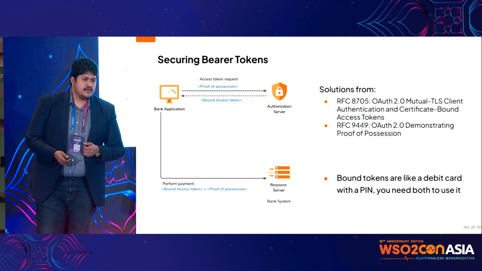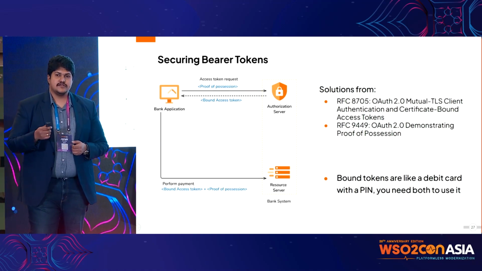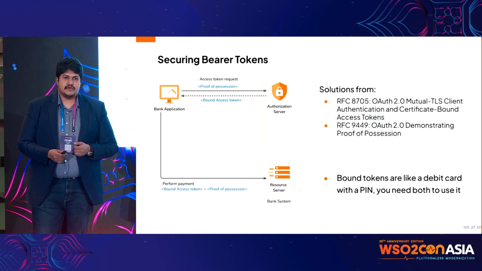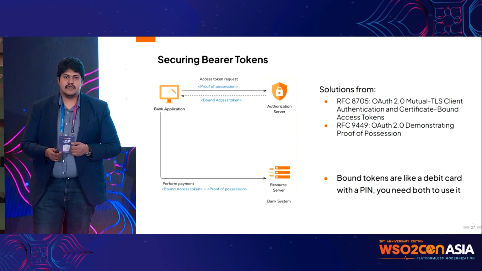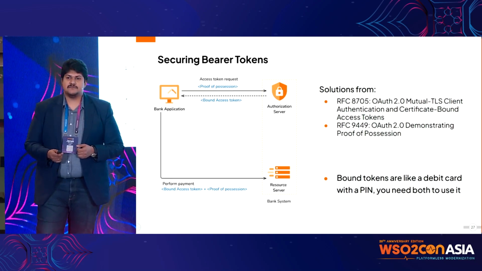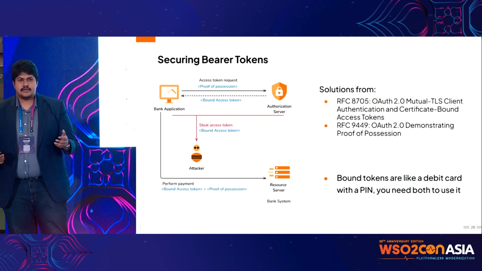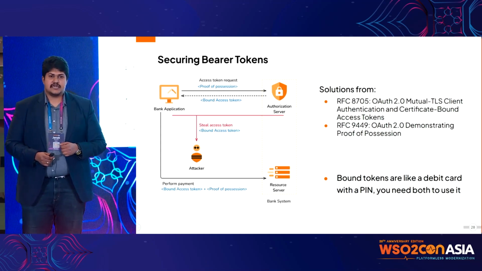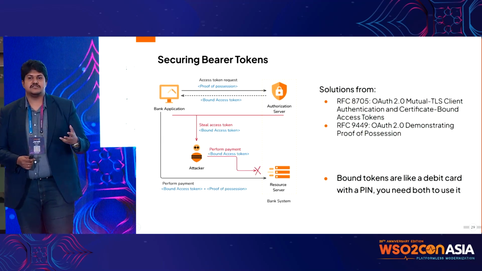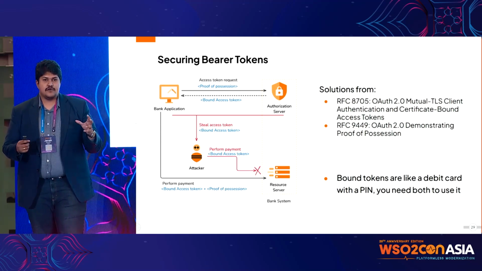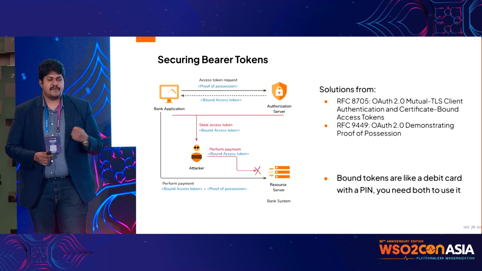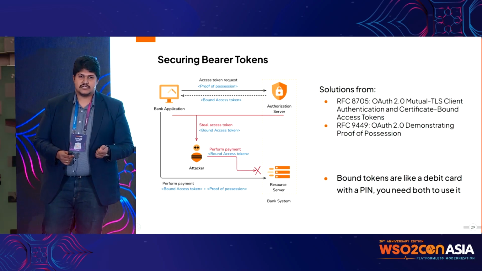And in turn, when the banking application goes and talks to the resource server, the resource server knows that the request should accompany, along with the access token, a proof of possession as well. If that is not there, the request will be rejected. So say an attacker steals the access tokens again, but now these cannot be used because the attacker is not in possession of this proof. So the entire flow is now more enhanced. You can think about bound access tokens like a debit card with a PIN. You need both to use it.